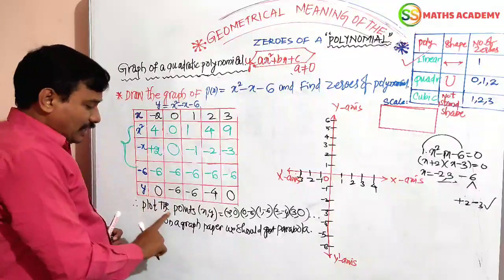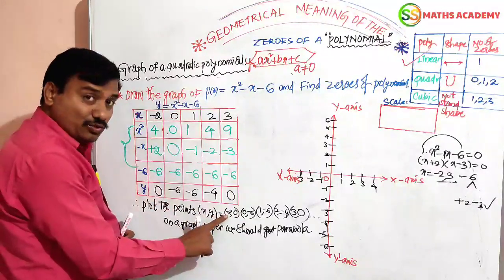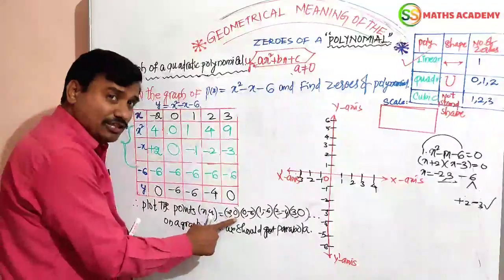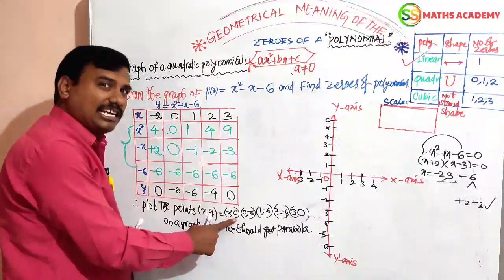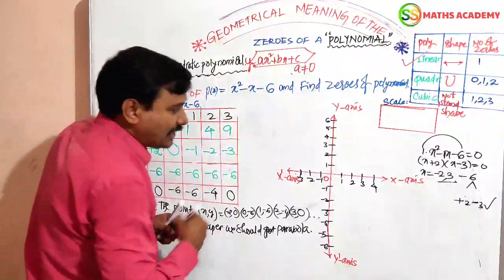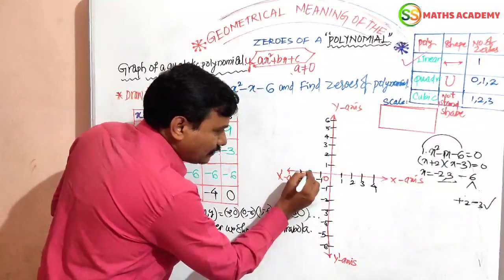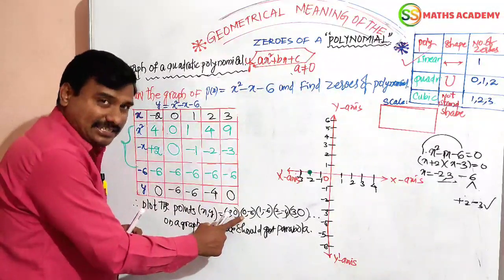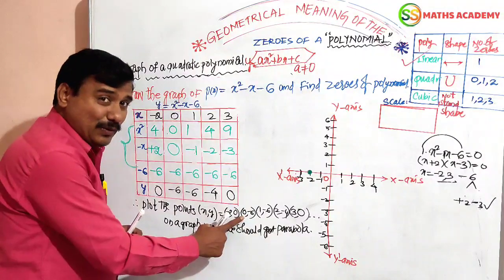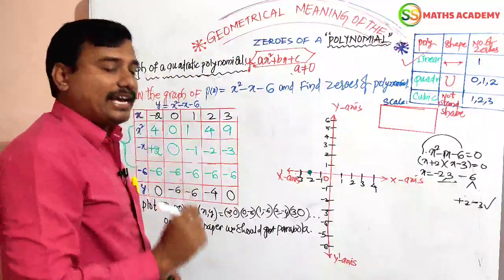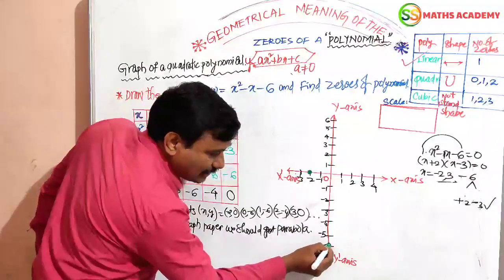Now x value is minus 2, y value is 0. That means that point should be on the x axis, at minus 2. Where is it located? On the left side of the x axis. Now the second point, 0 comma minus 6. X value is 0, y value is minus 6. Usually that is located on the negative y axis here.